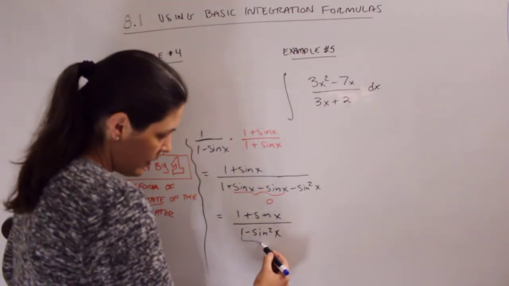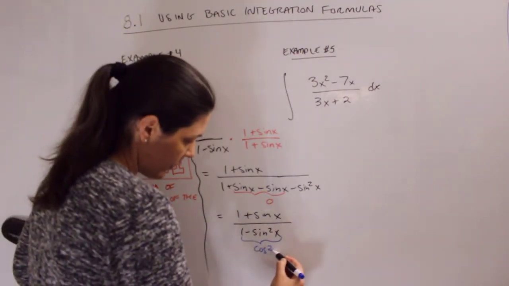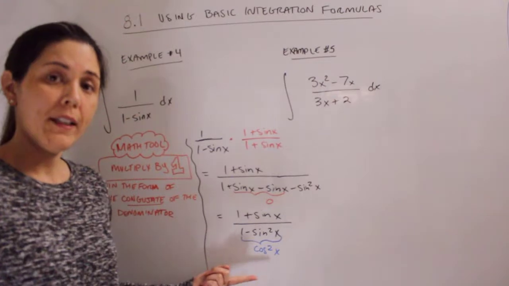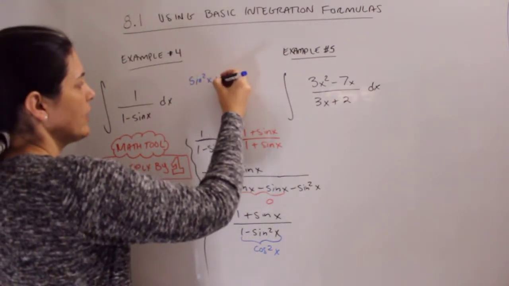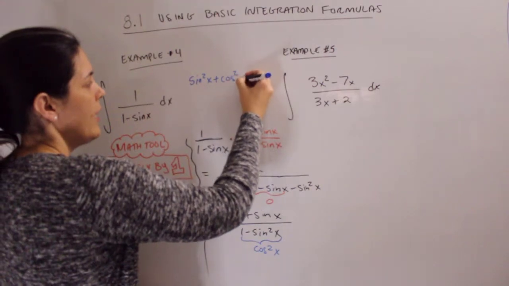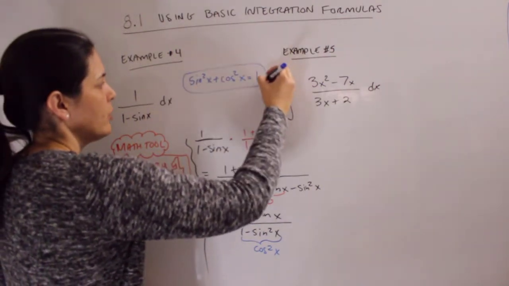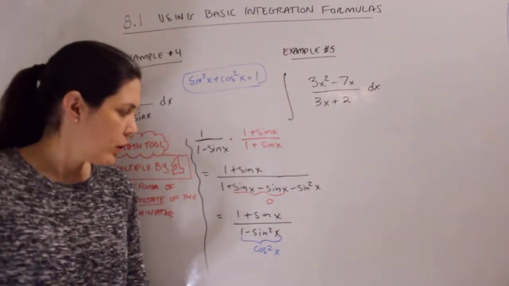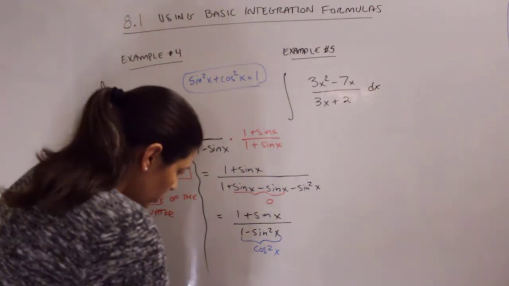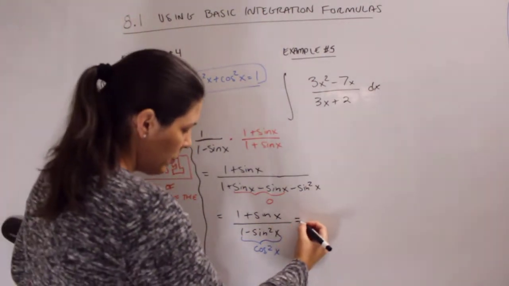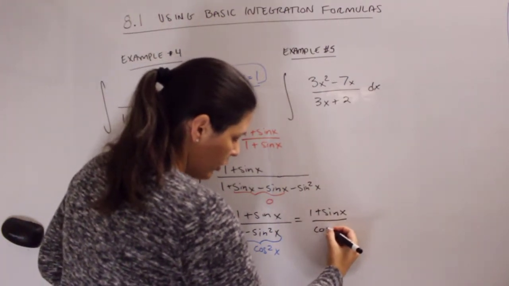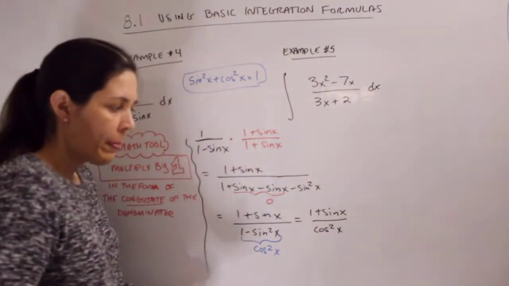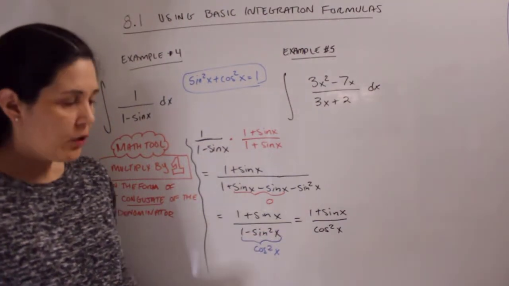This is cosine squared x. And real quick, that comes from the Pythagorean identity: sine squared x plus cosine squared x equals 1. That is the Pythagorean identity from trig. And so when you simplify this a little bit more, you get 1 plus sine x over cosine squared x. This is way easier to work with.